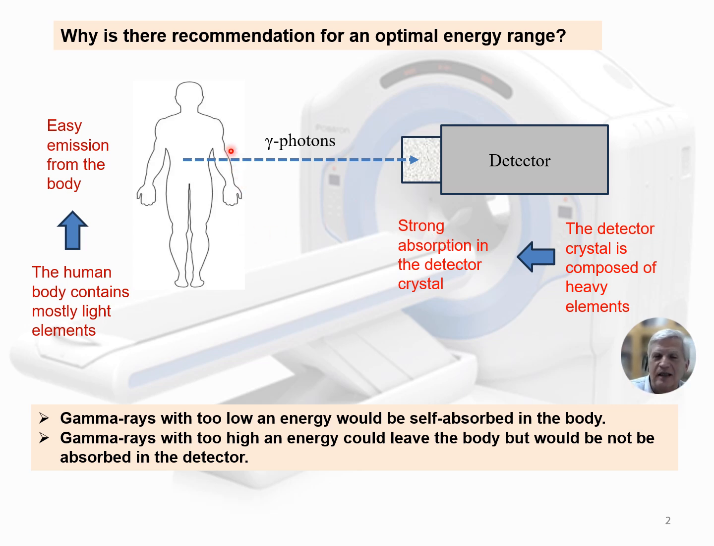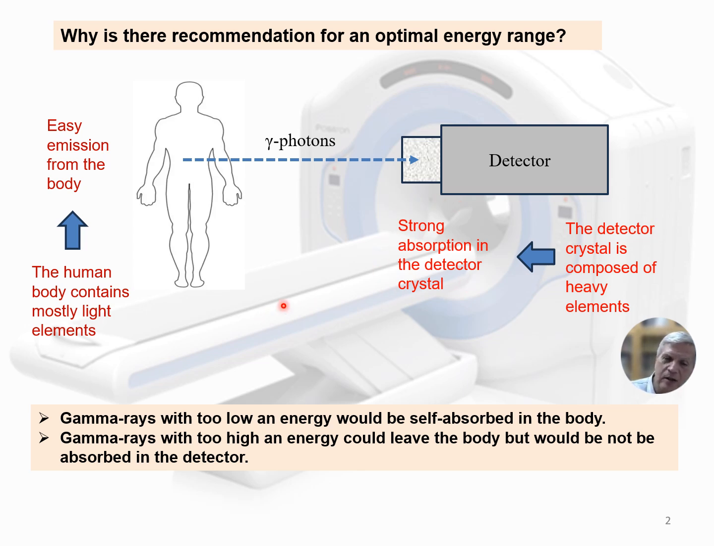Of course, our body is relatively light. We are composed of hydrogen, oxygen, carbon, nitrogen, phosphorus, calcium, and some other elements, relatively light material. However, in order to increase the detection efficiency, we select a detector crystal composed of heavy elements. Sometimes it contains iodine, for example, and mostly the photoelectric effect is responsible for this difference between the absorption in the body and the absorption in the crystal. So there is a strong absorption in the detector crystal.